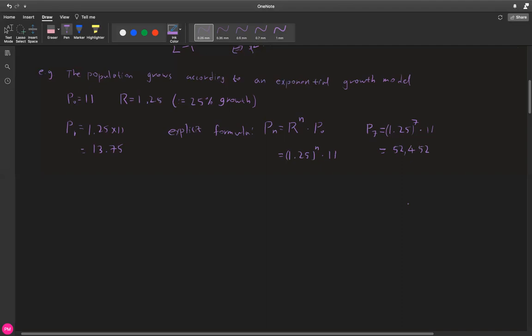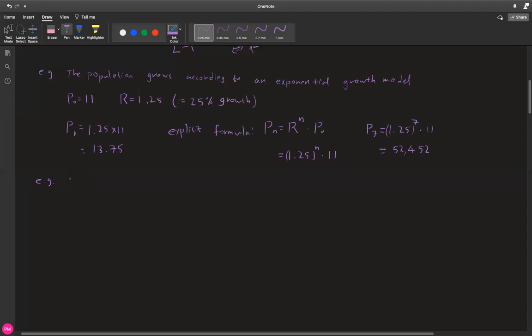So that was quite simple. Let's do one more thing that's very similar to this. Another example. So instead of being given these values, how about the exponential growth model has a recursive formula?